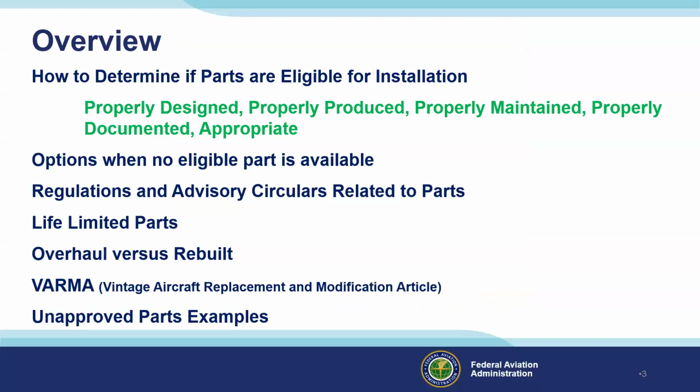Overview of what we're going to talk about tonight. Hopefully by the end of this, you're going to know how to determine if parts are eligible for installation. You're going to know some options when there's no eligible part available. We're going to look at some of the regulations and advisory circulars related to parts. Going to look briefly at life-limited parts. Going to look at overhaul versus rebuilt parts. And then a program called VARMA, which is the Vintage Aircraft Replacement and Modification article. And we're going to look at quite a few unapproved parts examples.